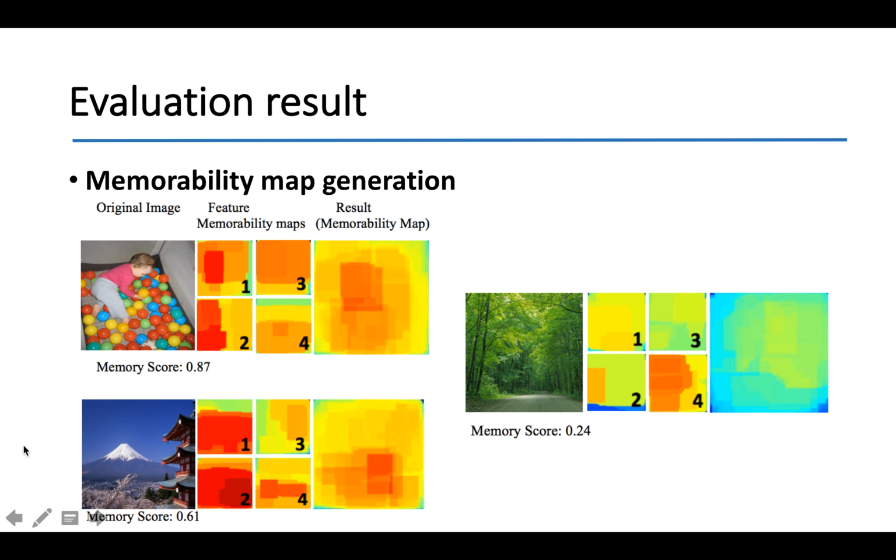This part is the evaluation part. The memorability map of the image is the result of combining the four feature memorability maps together, as we can see here: 1, 2, 3, 4, combined into the final memorability map here. This one has a memory score of 0.87, this one is 0.61, and this one is 0.24.